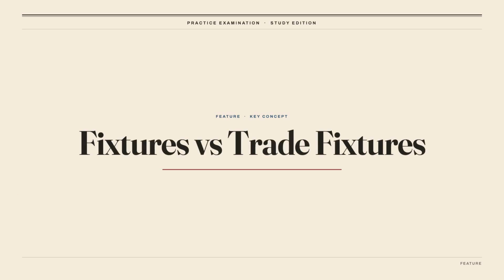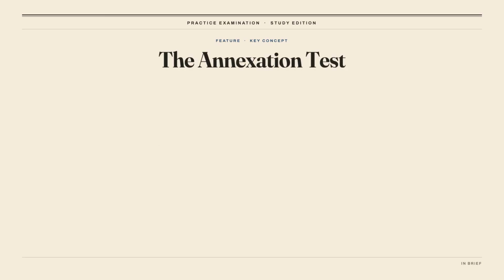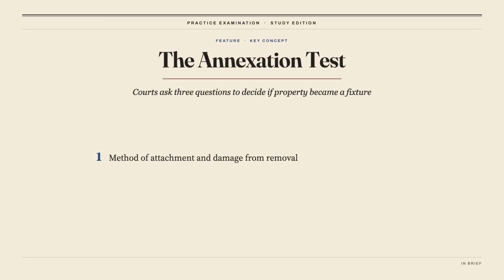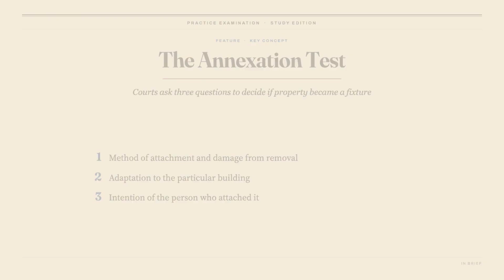When personal property gets attached to real estate, the law usually says it becomes part of the building forever. But there's a major exception built just for tenants running a business, and understanding why it exists is the key to spotting it on an exam. Ordinarily, attaching personal property to a building converts it into real property that passes with the deed. Courts test this through 3 factors: the method of attachment, the adaptation to the building, and the intention of the person attaching it. Intention carries the most weight since the other 2 are just evidence of it.